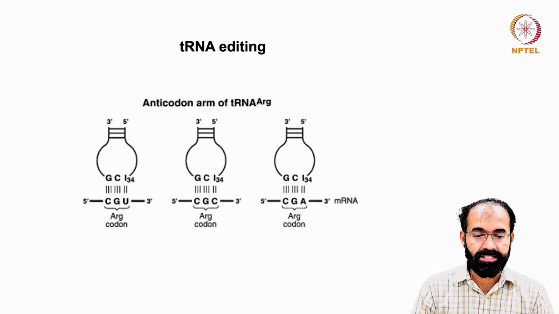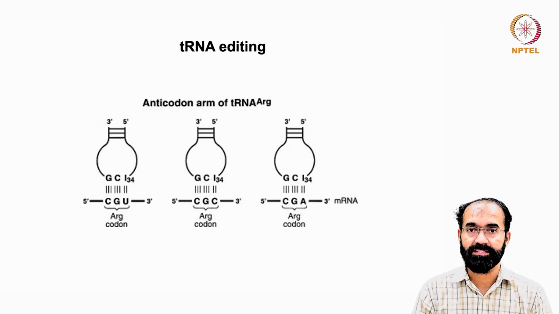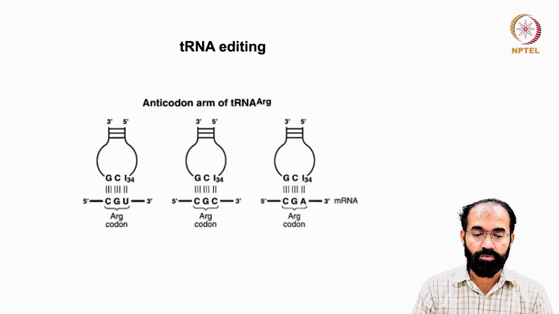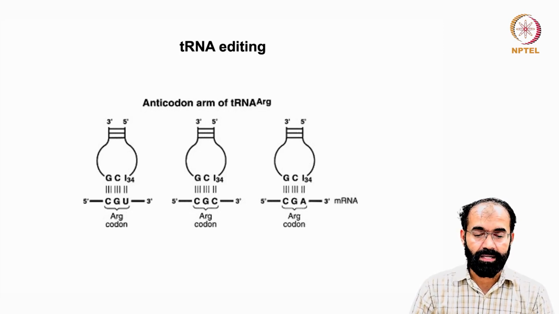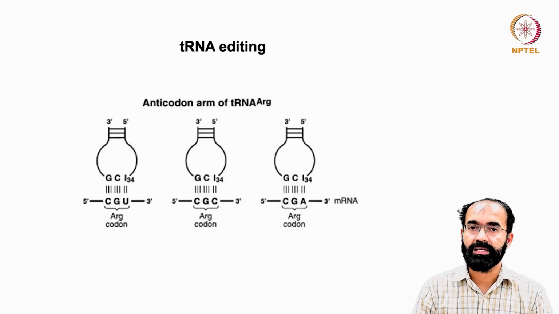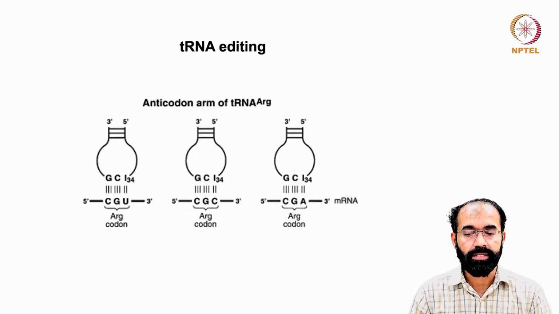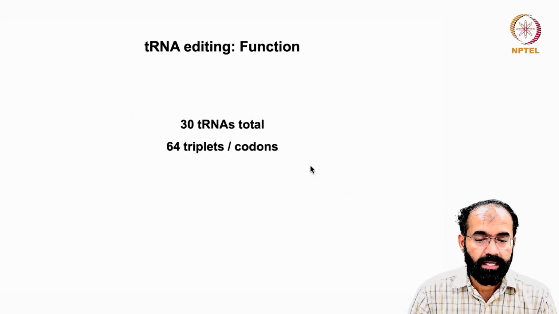So this GCI conversion is able to cater to the arginine codon, because I is neutral. I doesn't have any bias towards any of the bases. Otherwise, you would have to have a CGU pairing with GCA only. So this problem can be solved, and subsequently the other codons were also catered to effectively.